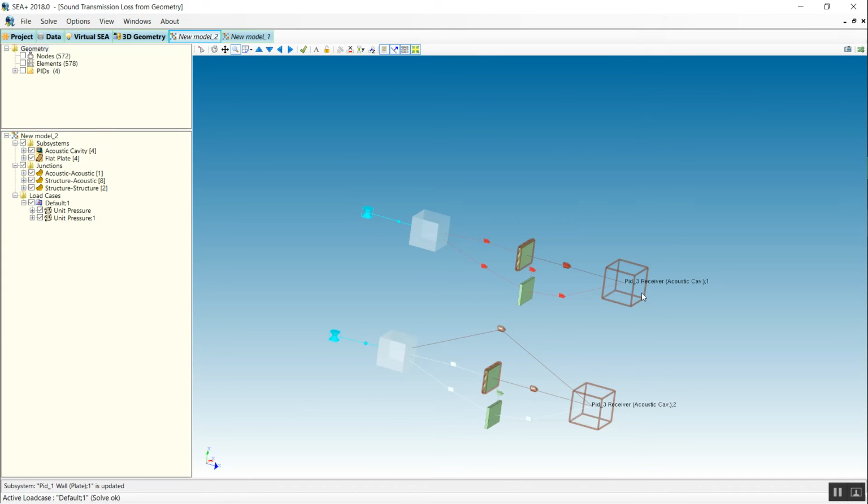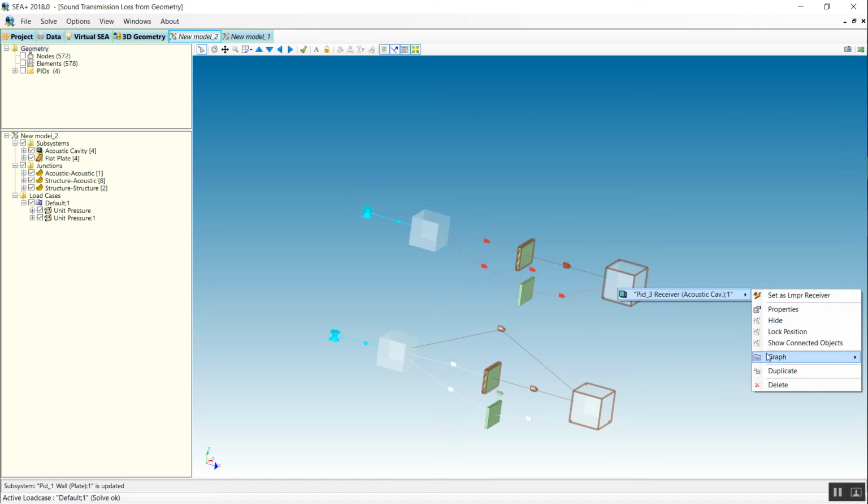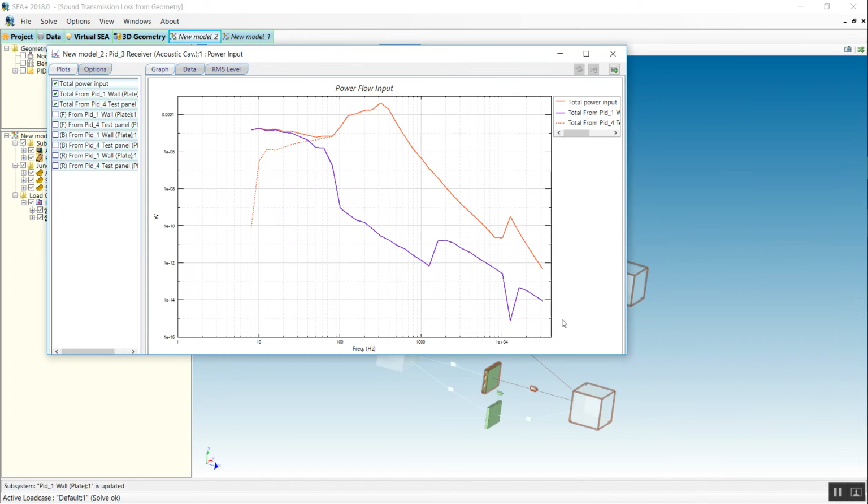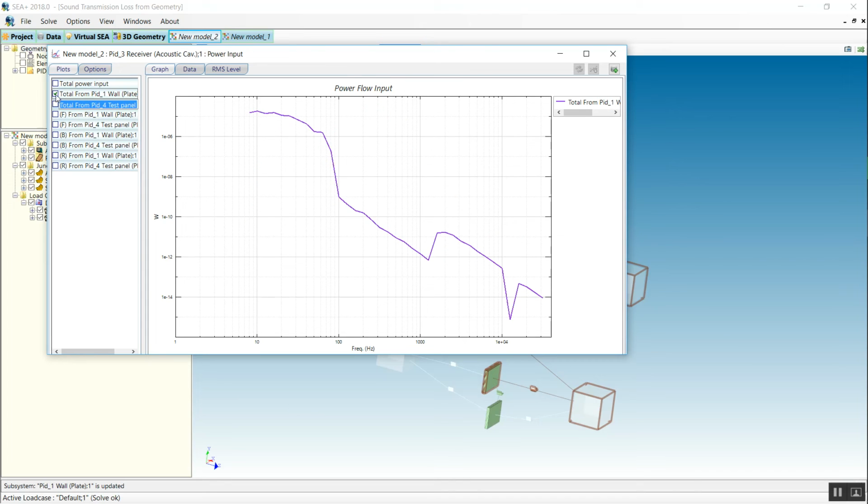Well, the best way is first to look at the spectrum generally. Then we go to graph power flow input to subsystem, clicking on the receiver cavity, and we see three total energies: the total power input, summing all paths, and the paths, the energy sent by the concrete wall and the aluminum panel to the receiver cavity. So we can unclick there.